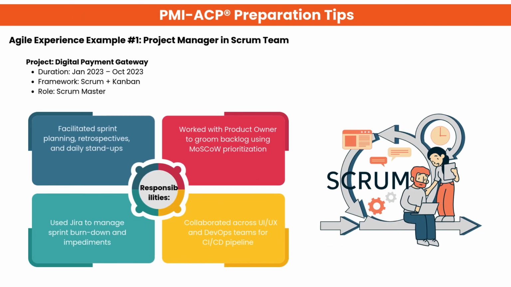This slide shows a sample Agile project experience that you can use while filling your PMIACP application. It explains how a project manager worked as a Scrum Master in a digital payment project using Scrum and Kanban. Key responsibilities include running sprint ceremonies, managing backlog with Moscow prioritization using Jira for tracking, and collaborating with UI, UX, and DevOps teams for CI/CD. This format helps you present your experience in a structured and PMI-friendly way.